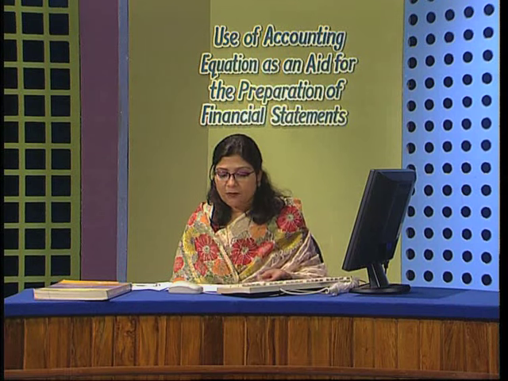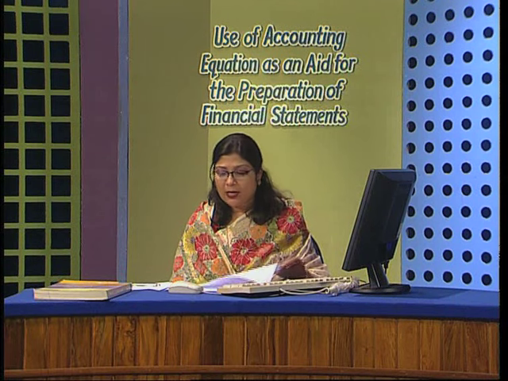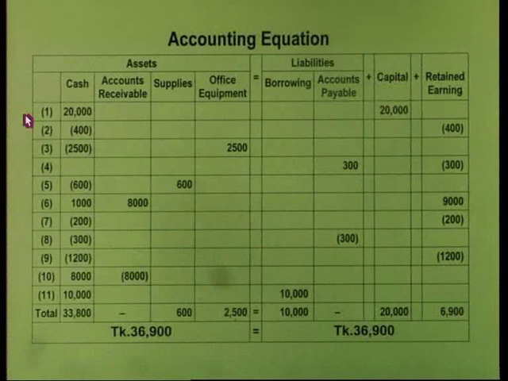Now let us see how the transaction will affect the accounting equation. You can see in the screen that for the first transaction, cash has been increased by 20,000 and the contributed capital or the capital has also been increased by 20,000 taka.